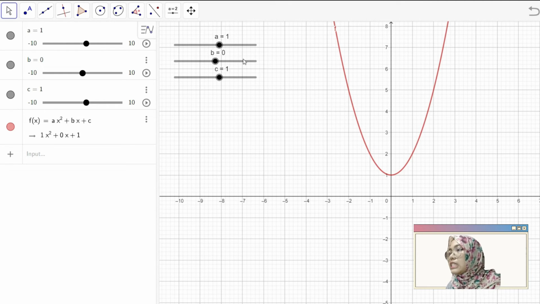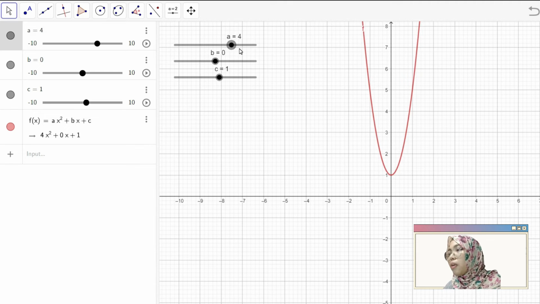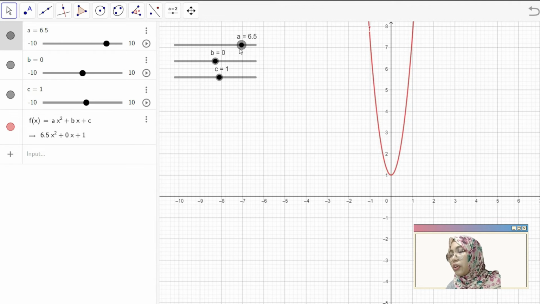So here we can see that the value of a is more than 0, so that means a is positive. And when a is positive, the shape of the graph has become U. A U-shaped graph has a minimum point here. And what happened when we increase the value of a? See, the shape of the graph will become narrower.